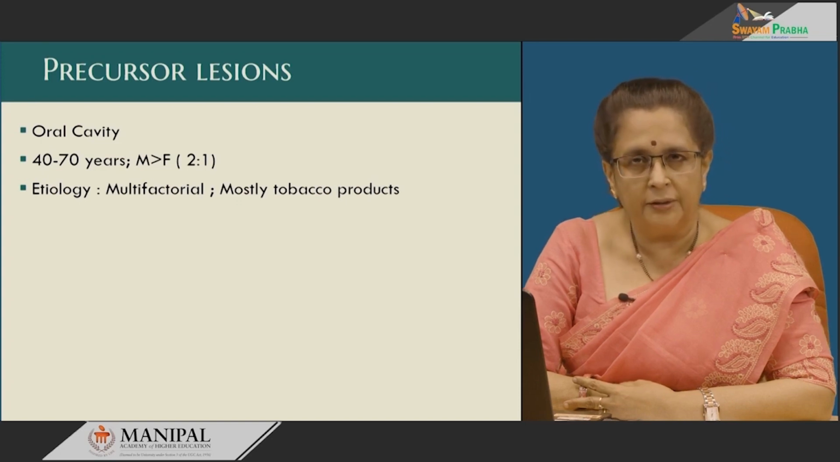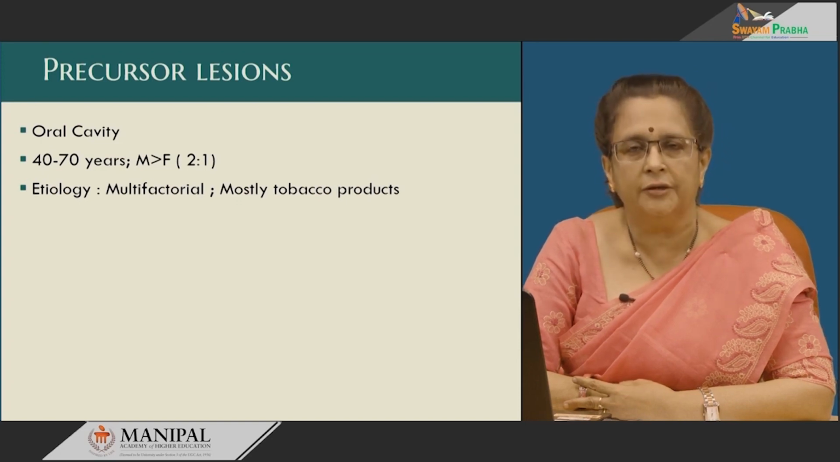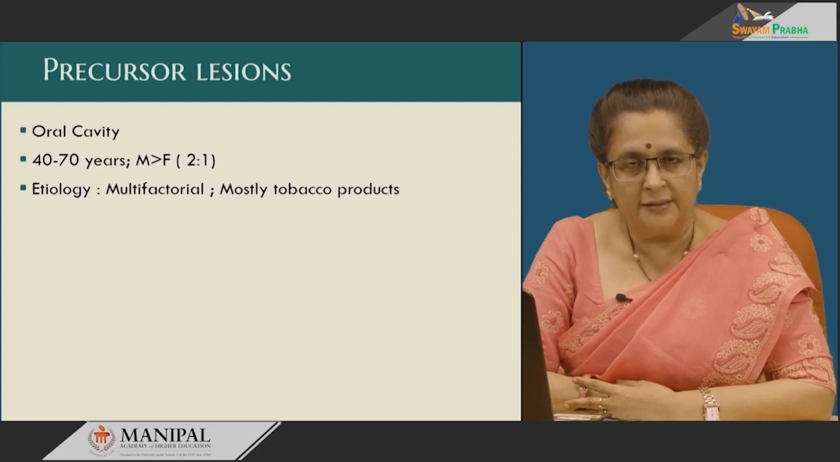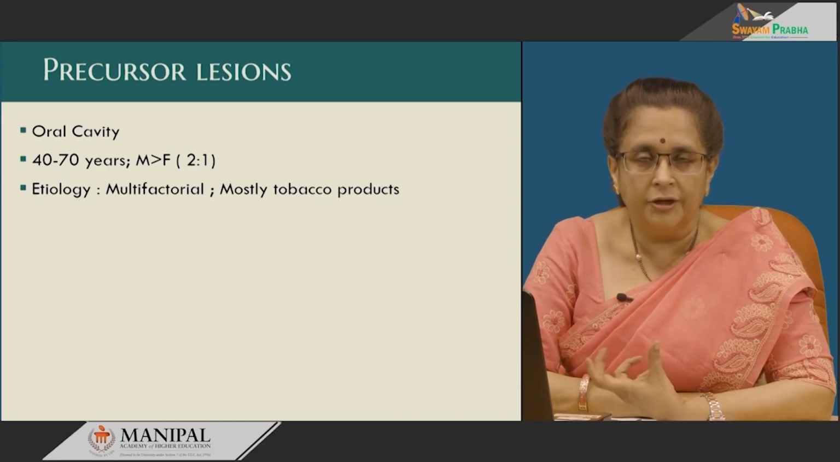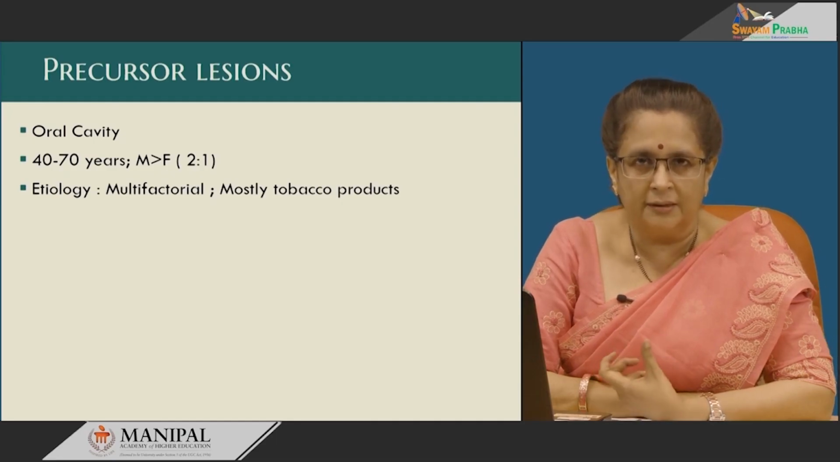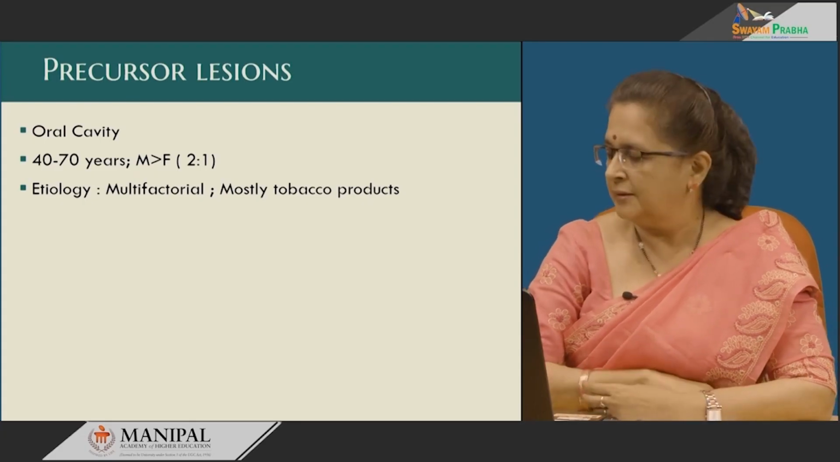It is multifactorial, but mostly associated with tobacco products. So, where will it be seen? It will usually be seen wherever tobacco products accumulate. So, this is seen along the tongue, the gingiva, in the floor of the mouth, the lips, etc.